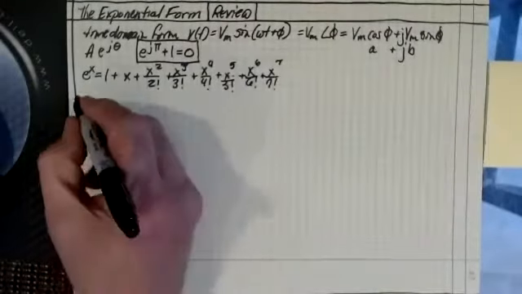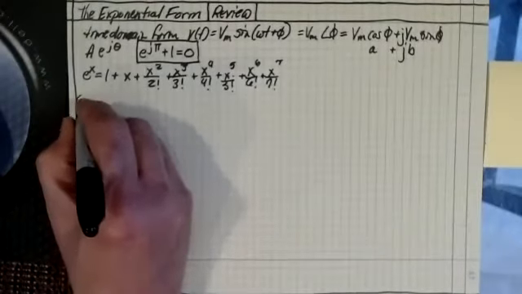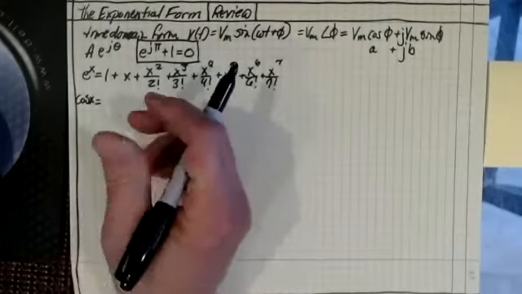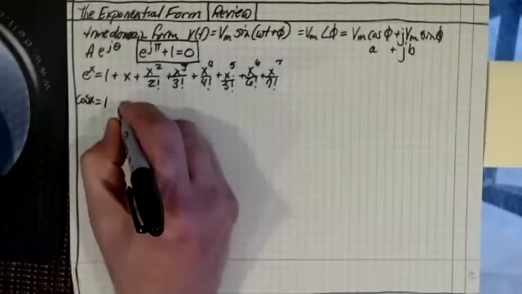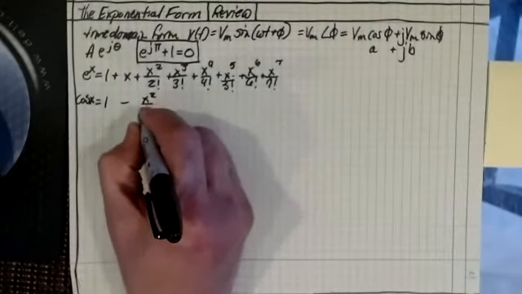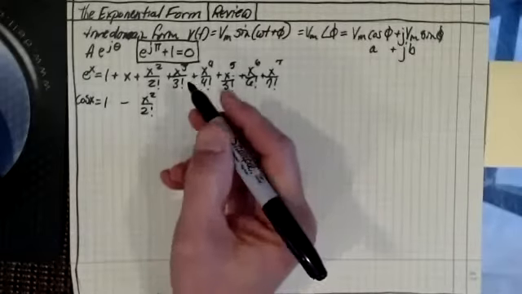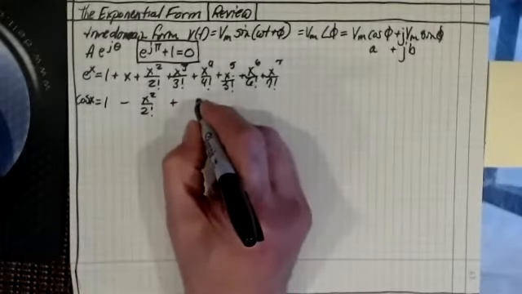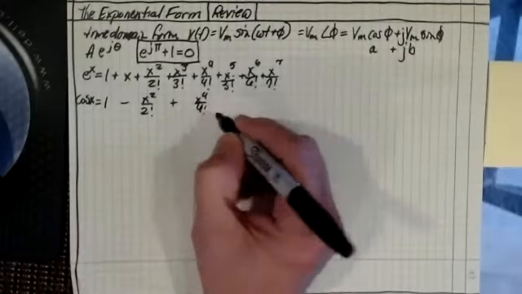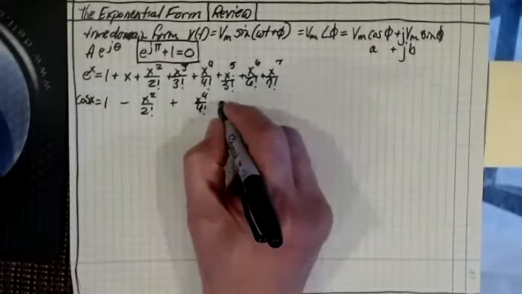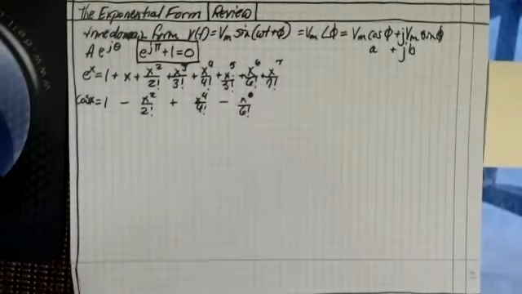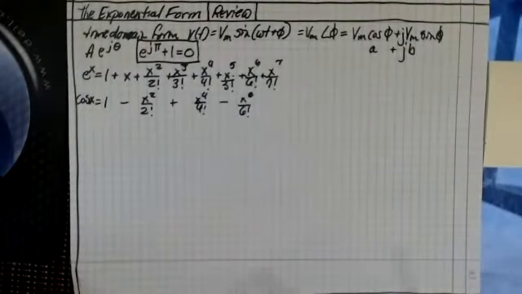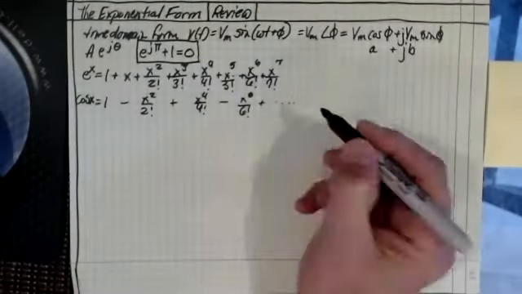Now, we also have cosine x. The expansion series for cosine x is 1 minus x squared over 2 factorial plus x to the 4th over 4 factorial minus x to the 6th over 6 factorial. Maybe I can use this other pen, it might be a thinner, finer thing here. Okay, and then plus and so on.